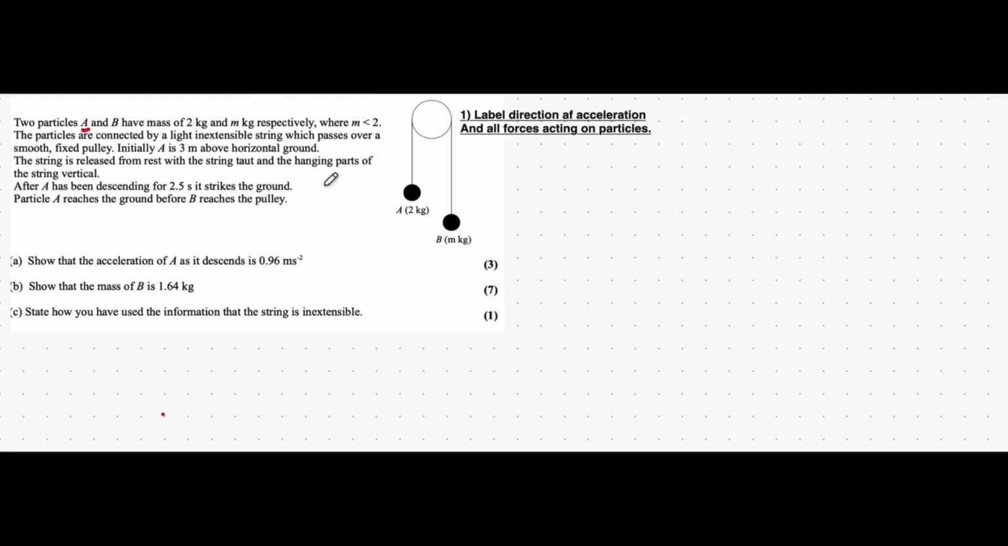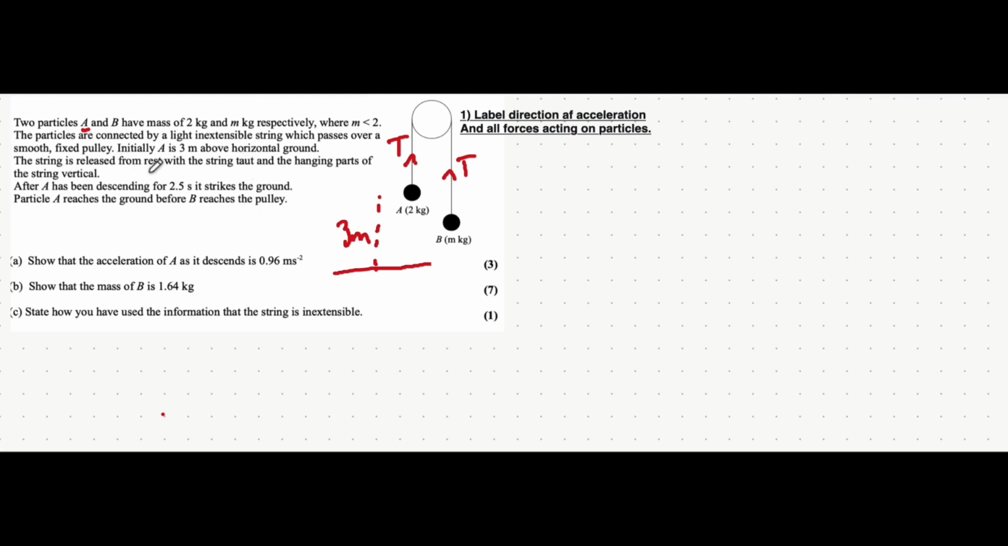So particles A and B of mass 2 kg and m kg are connected by a light inextensible string. Whenever there's an object, whether it's a string or a tow bar, connecting two other objects, there's always tension acting along the rope, and the tensions always point towards each other. It says initially A is 3 meters above the ground. So straight away, that should tell you that at some point you're probably going to have to use SUVAT equations, otherwise it wouldn't really mention height in an F equals ma question.